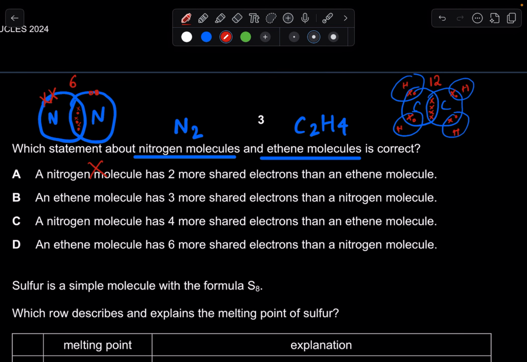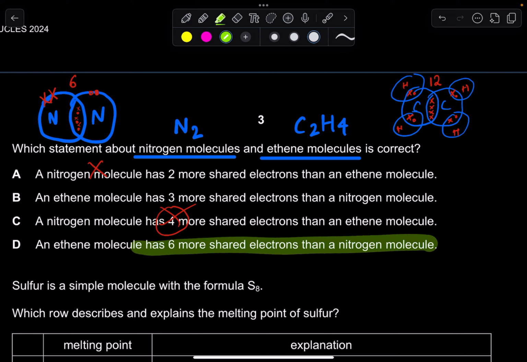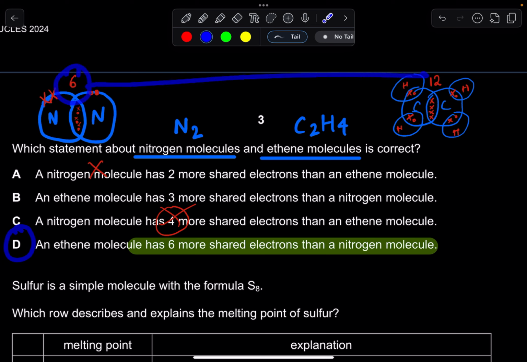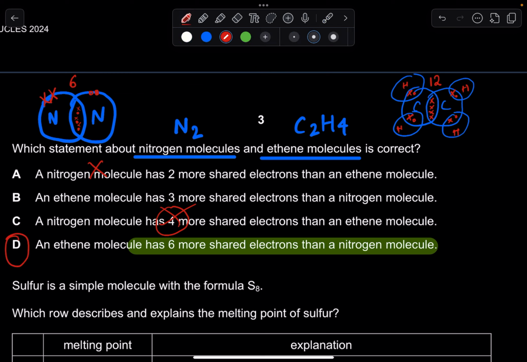A nitrogen molecule has 4 more. No, an ethene molecule has 6 more shared electrons than a nitrogen molecule. That's correct. Why is that correct? Because we just figured out that nitrogen is 6, whereas in ethene you're sharing 12 electrons. So the correct answer for this one is D. I hope you get this.